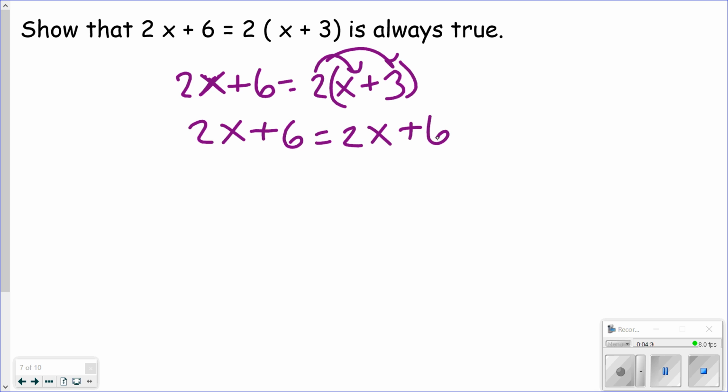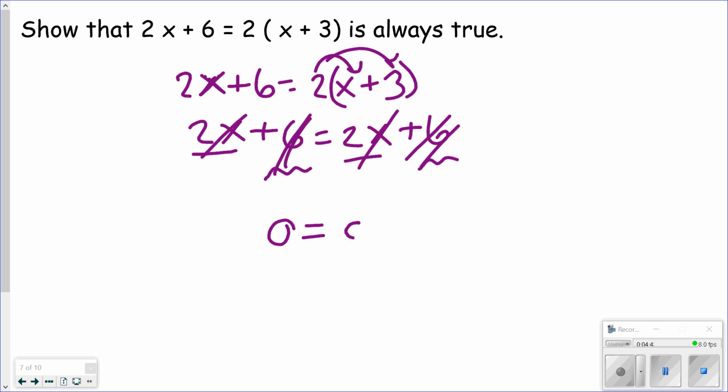And if I wanted to solve for x here, I have 2x and 2x, so those would cancel. I also have a 6 and a 6. These would cancel, meaning that 0 is equal to 0. Anytime this happens, we know that those equations were the same, and they are always true.